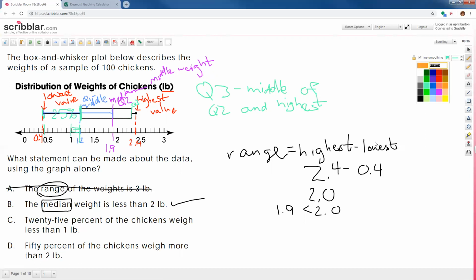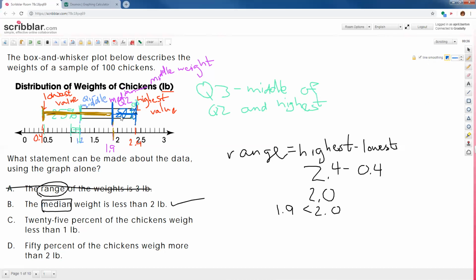So then quartile 2 takes up 50% of the data. The first 50% goes from the very beginning until we hit quartile 2. The statement says 50% of the data weighs more than 2 pounds. Well, the first 50%, that's below 2 pounds for sure. I'm going to highlight a little bit better. We go from the lowest value to the median. That's all below 2 pounds, that's 1.9 or less. And then the top 50% of the numbers are from quartile 2 to the highest value.